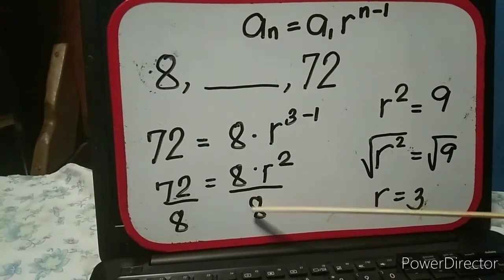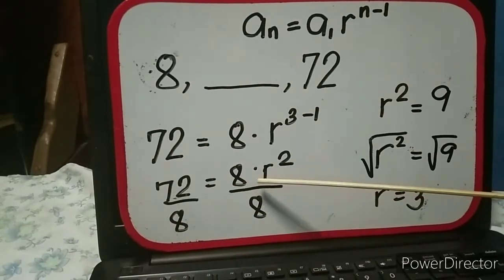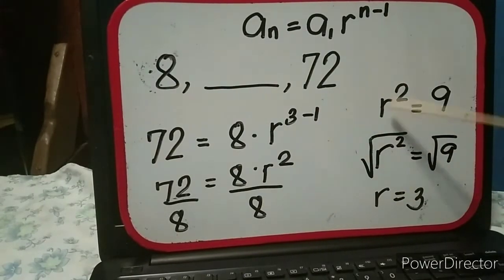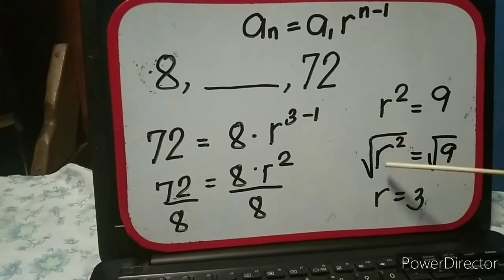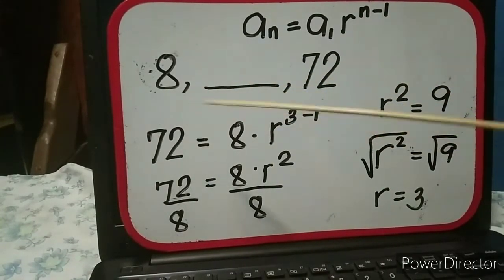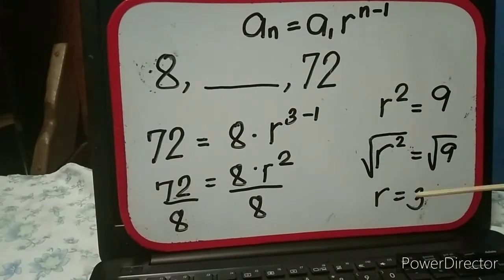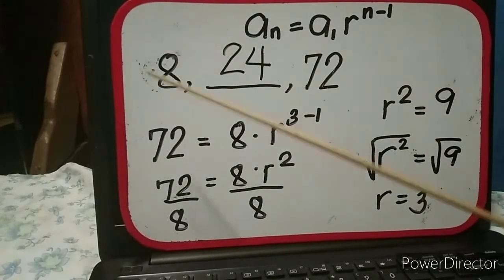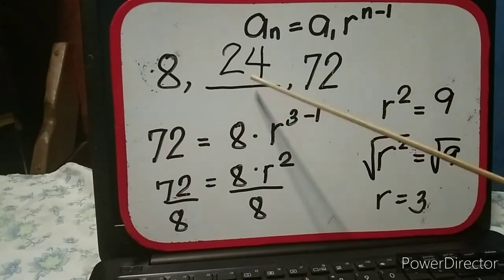To eliminate 8, we divide both sides of the equation by 8. 8r squared divided by 8 is r squared, and 72 divided by 8 is 9. To eliminate the exponent of the variable r, we extract the roots of both sides. The square root of r squared is r, and the square root of 9 is 3. Therefore, the second term can be found by multiplying 8 by 3 or by dividing 72 by 3. So 72 divided by 3 is 24, or 8 times 3 is 24.